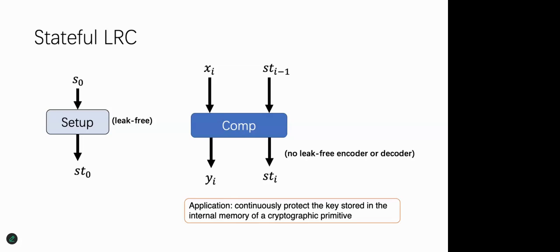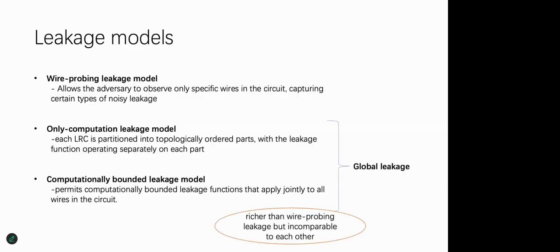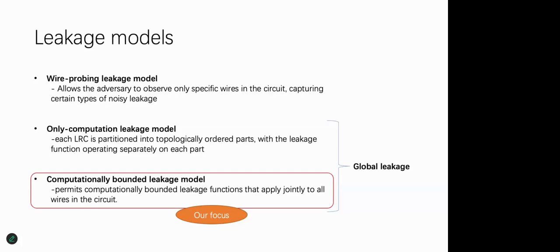Stateful LRC can be used to continuously protect the key of a primitive, such as an encryption scheme or a signature scheme, where the key is stored in the internal memory. There are three main types of leakage models: the wire probing leakage model, the only computation leakage model, and the conditionally bounded leakage model. The latter two types of leakage are also called global leakage. They are richer than wire probing leakage, but they are incomparable to each other. In this work, we focus on the computationally bounded leakage model.